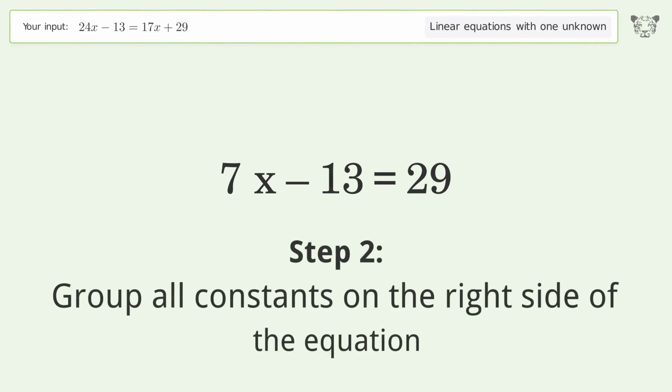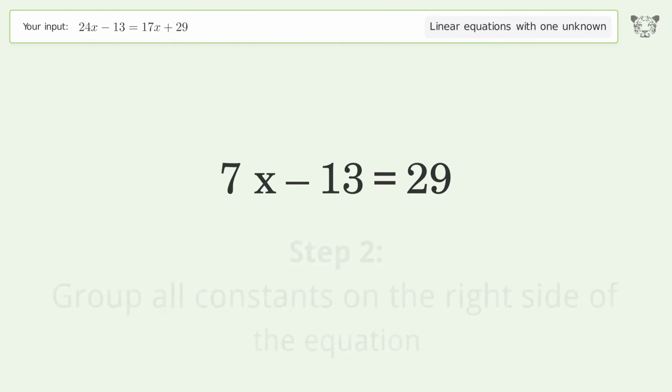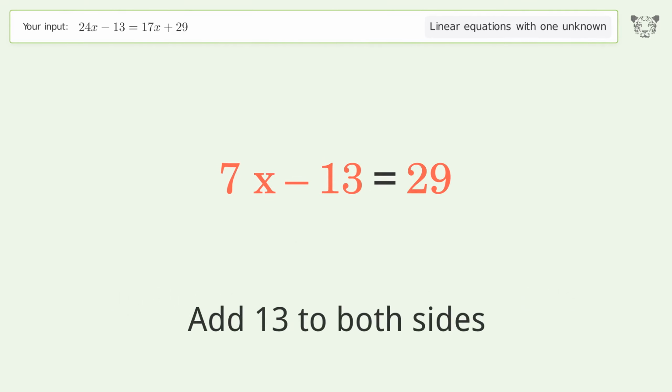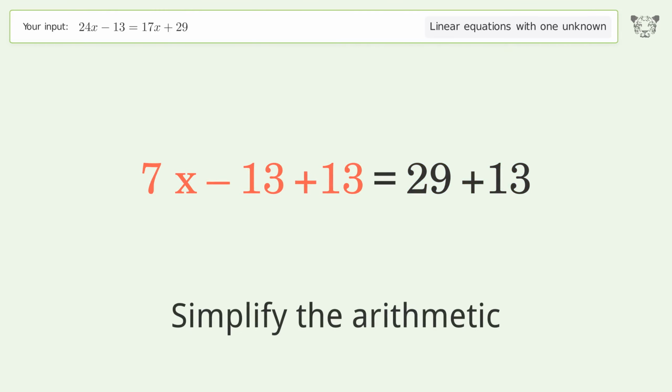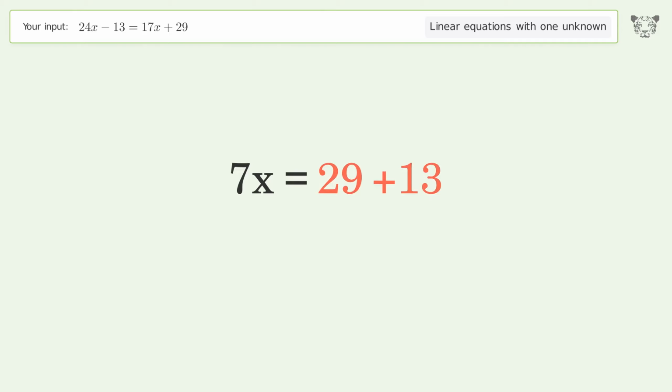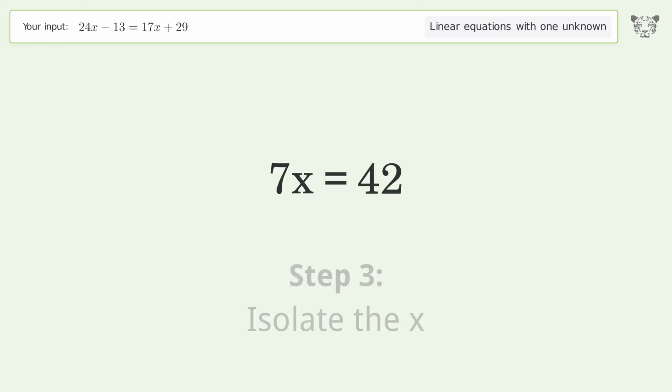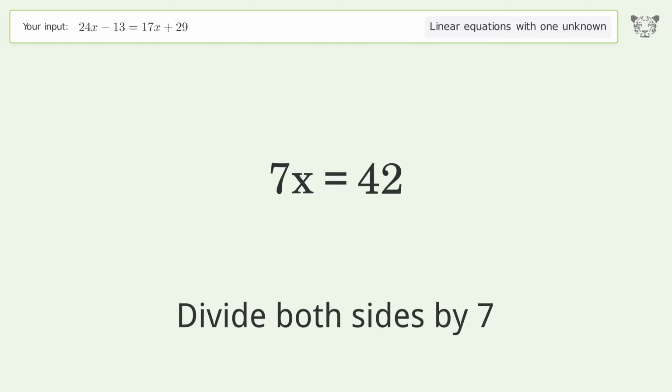Group all constants on the right side of the equation. Add 13 to both sides. Simplify the arithmetic. Isolate the x. Divide both sides by 7.